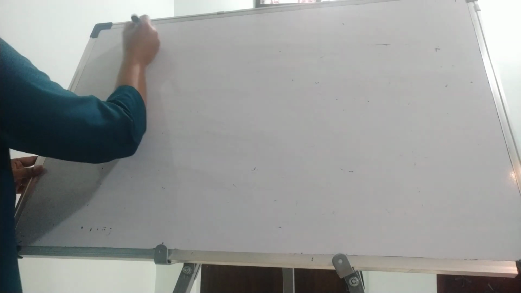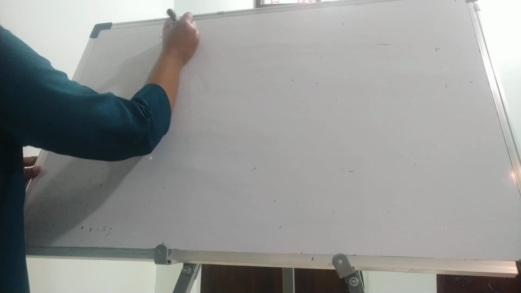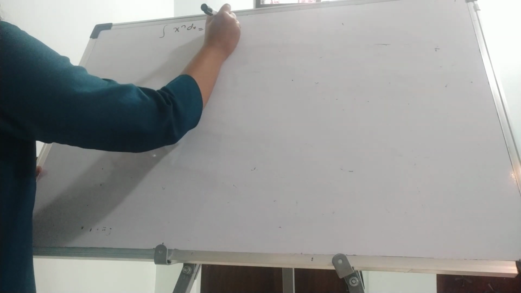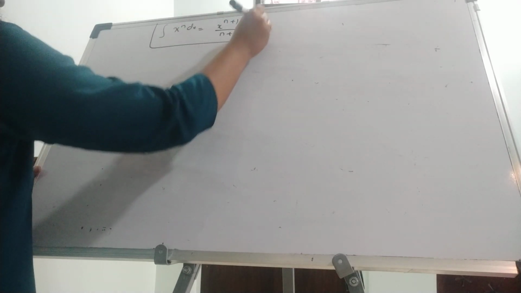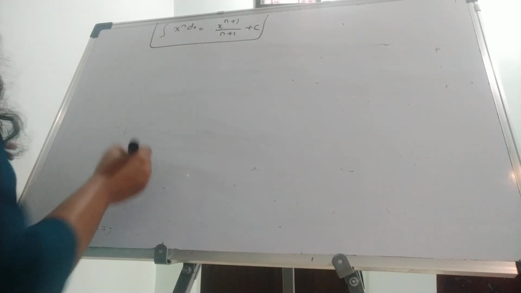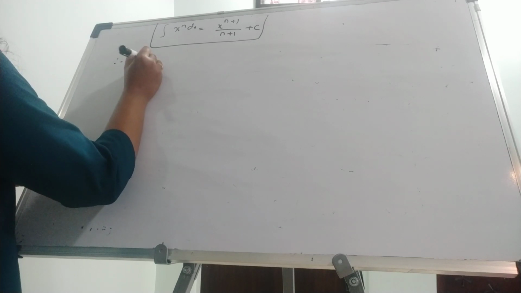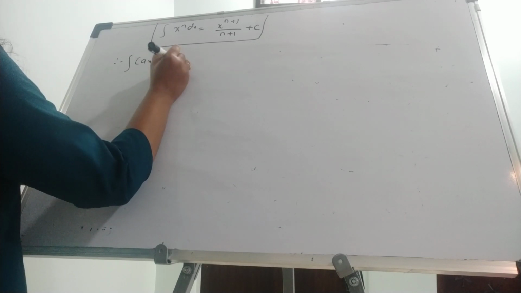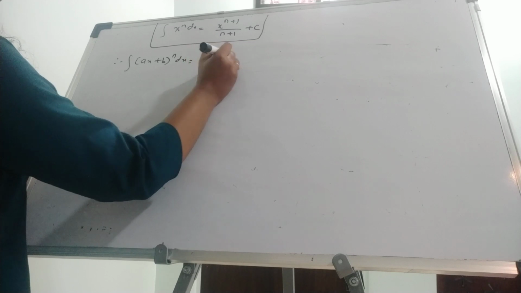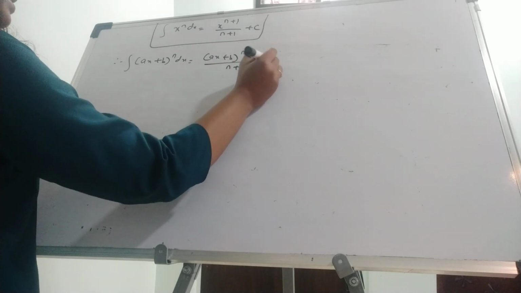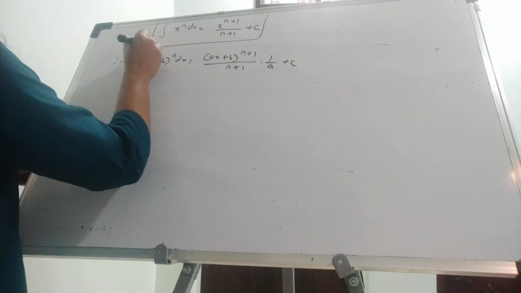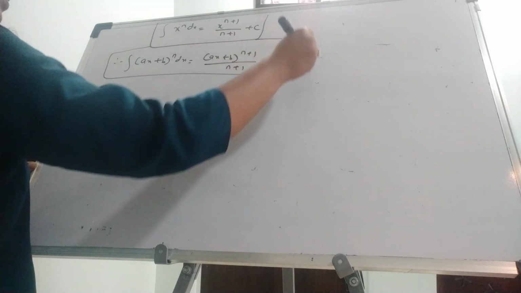Now consider first formula. Integration of x raised to n is x raised to n plus 1 upon n plus 1 plus c. This is your standard formula. And so composite form, integration of ax plus b raised to n is ax plus b raised to n plus 1 upon n plus 1 divided by always coefficient of x, that is a, plus c.